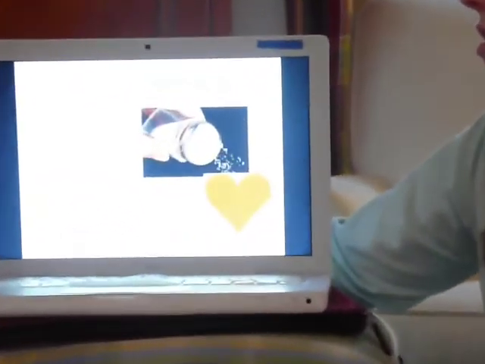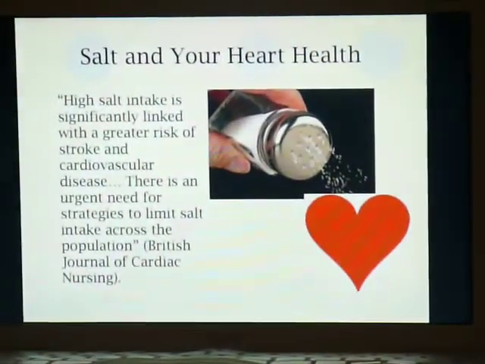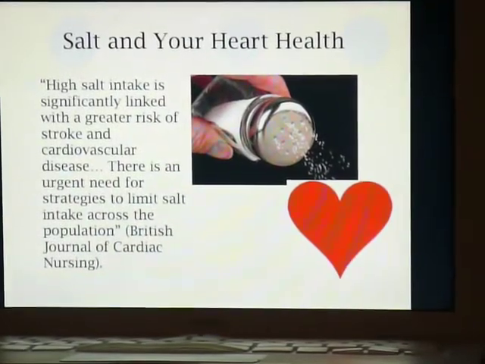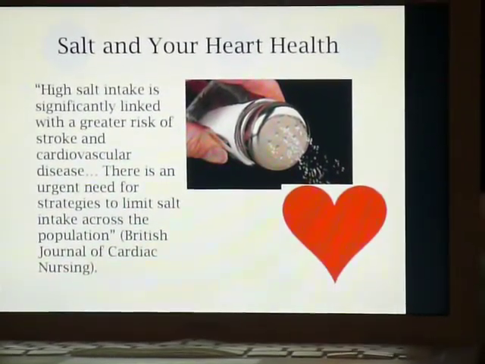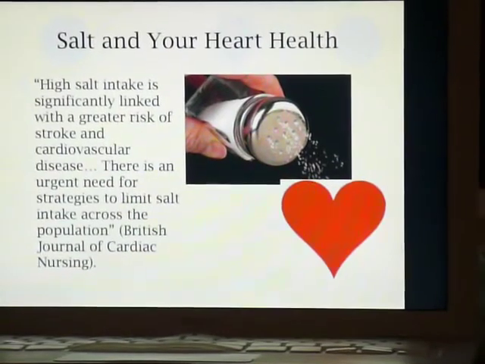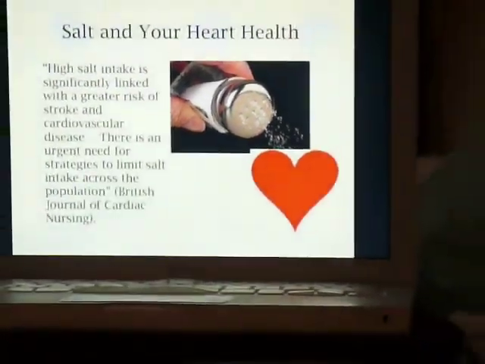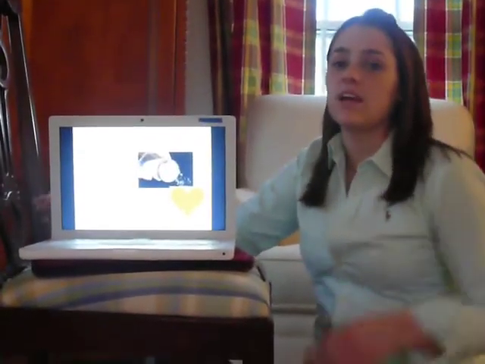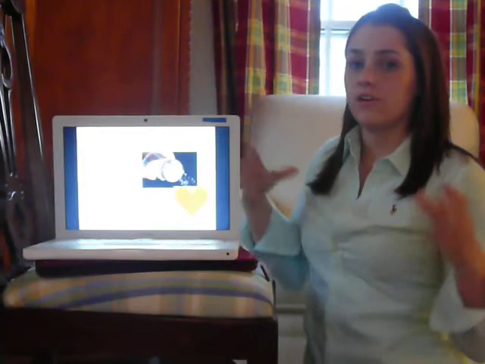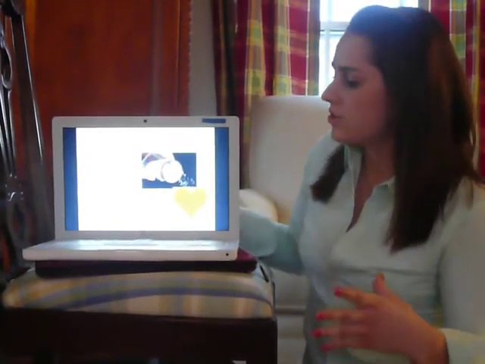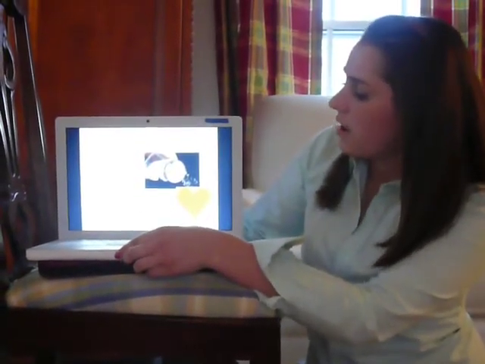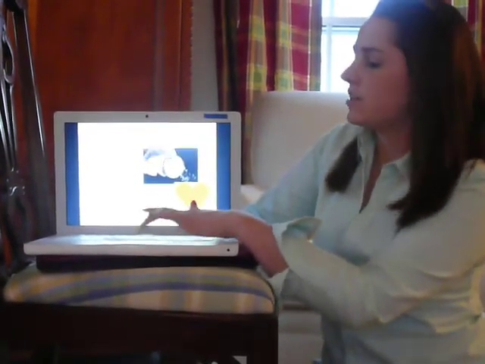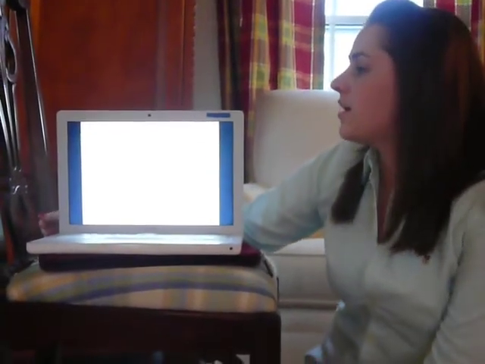Salt and your heart health. High salt intake is significantly linked with a greater risk of stroke and cardiovascular disease. There is an urgent need for strategies to limit salt intake across the population. This is according to the British Journal of the Cardiac Nursing Program. Salt is really bad for you because wherever salt goes, water goes, and that increases your blood pressure when there's more water, so it's really important to keep your blood pressure down as well. So maybe decreasing that extra shake of salt in your meal would be beneficial to you.